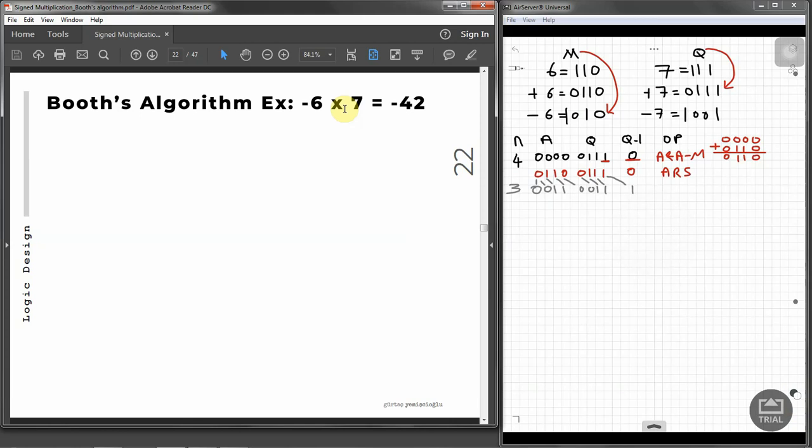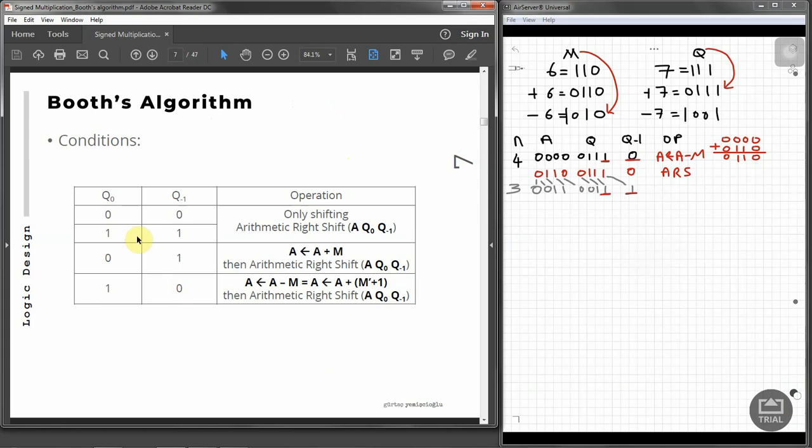So 1, 1. Now we have got 1, 1. If we go back to the table, 1, 1 is actually just arithmetic right shift. So we need to perform arithmetic right shift without any arithmetic operations. Arithmetic right shift, this is going to give us 0, 0, 0, 1, 1, 0, 0, 1, and then 1 over here.